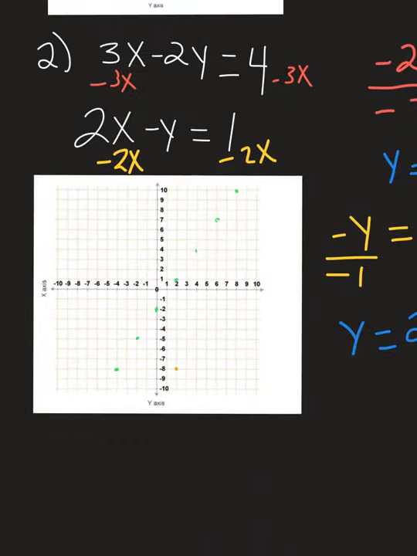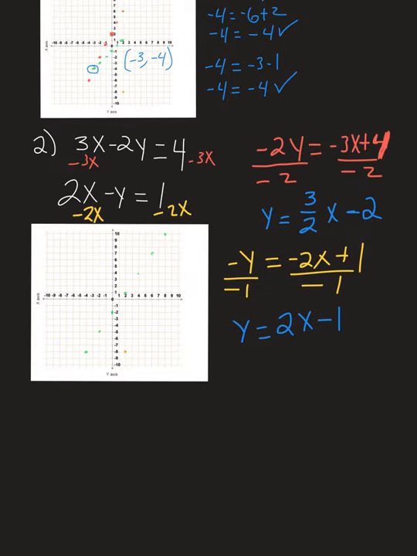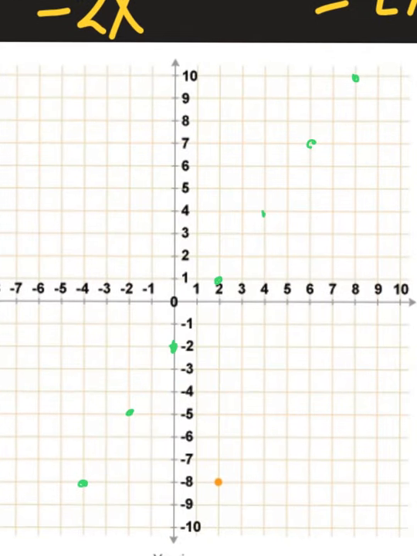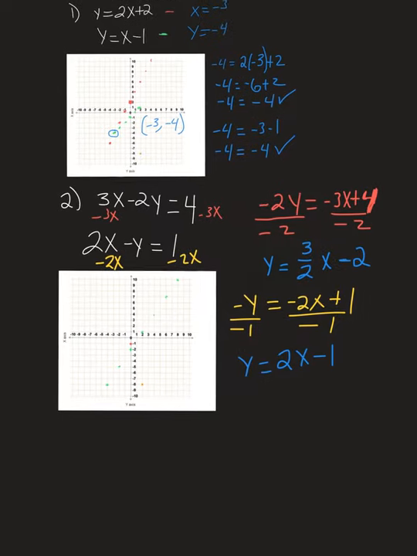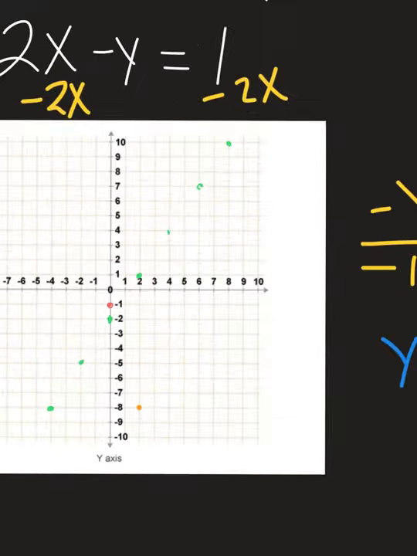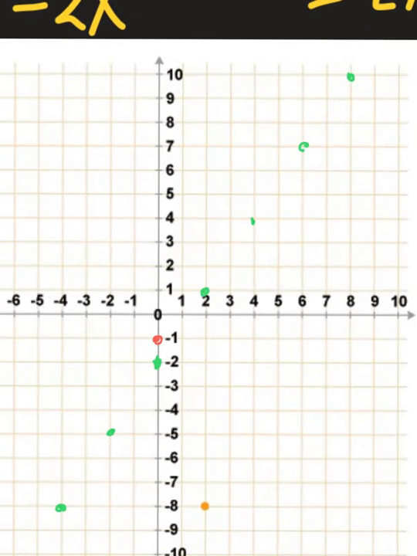Next thing that we need to do is graph our next line, and that was y equals 2x minus 1. So we're going to graph our y-intercept. We know our y-intercept was negative 1. Then we're going to do what our slope tells us to do. Our slope says that we need to go up 2 and over 1, right? That was our rise. So that's exactly what we're going to do. We're going to go up 2 and over 1.